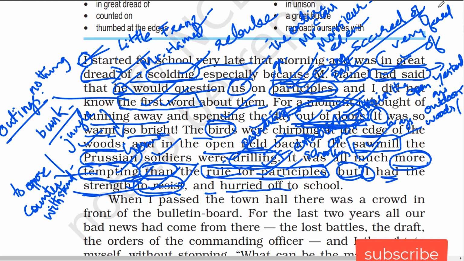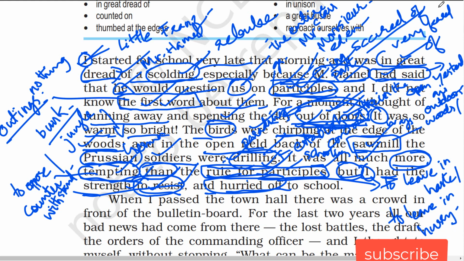Then he hurried off. Hurried off means to leave in haste, or you can say to leave in a hurry. That is, hurried off to school. So that temptation he overcame and went to school. This little boy, Franz. This is the first paragraph with all this introduction. This is the first paragraph explanation.